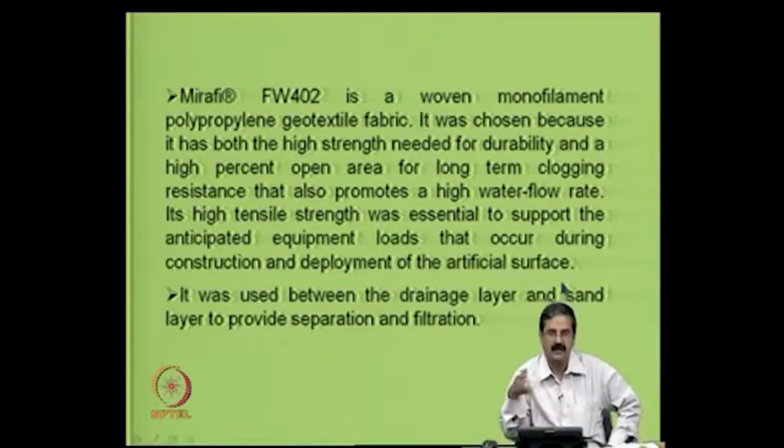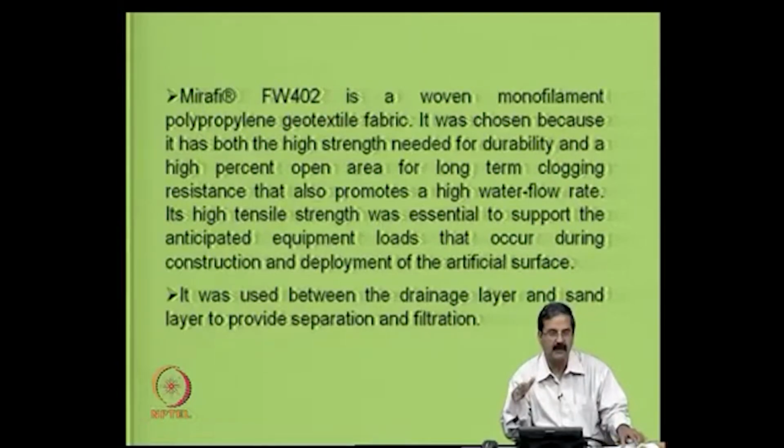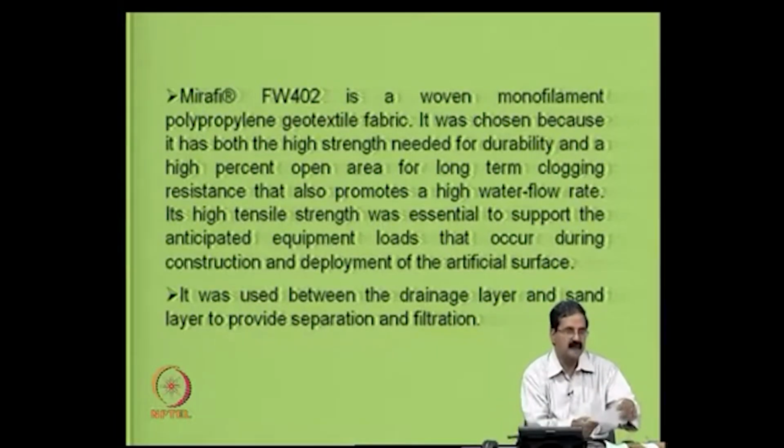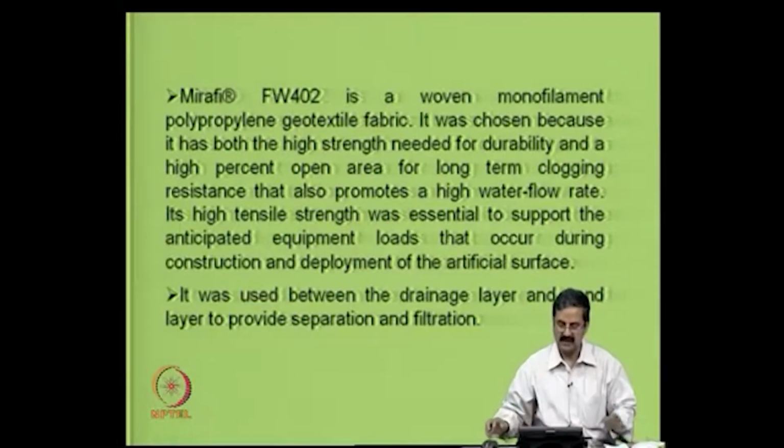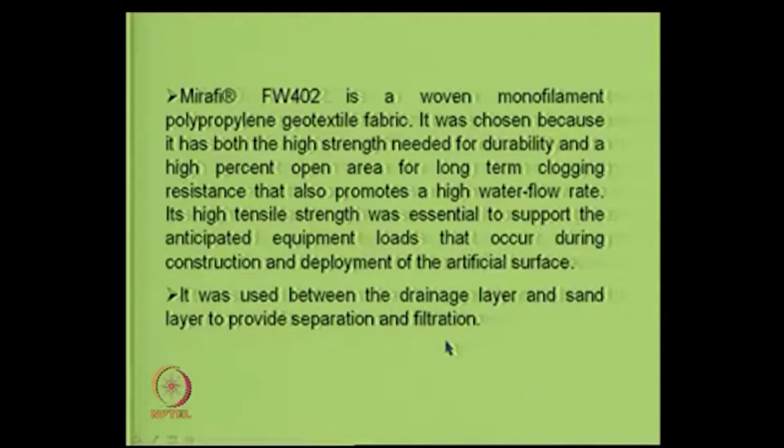In fact, this is a stadium where the artificial surface is being laid, and during construction and all that, there are some loads. So, the geotextile or a geogrid or whatever, that material should take care of the tension, must have enough tension to see that the loads during construction are taken care of. Plus, it should also provide for equipment loads, say if a few people are playing and some equipment is rolling, one should have that strength. So, it was used between the drainage layer and sand layer to provide separation and filtration.